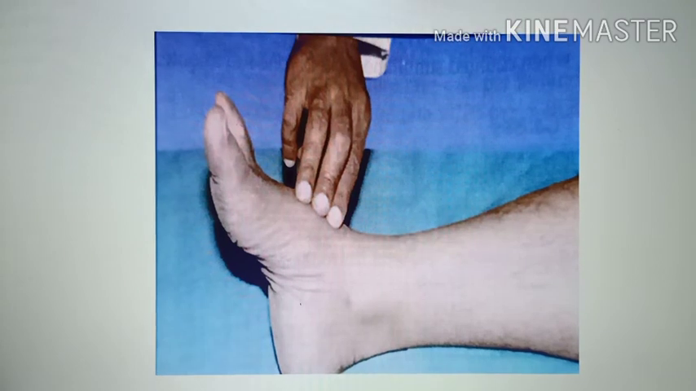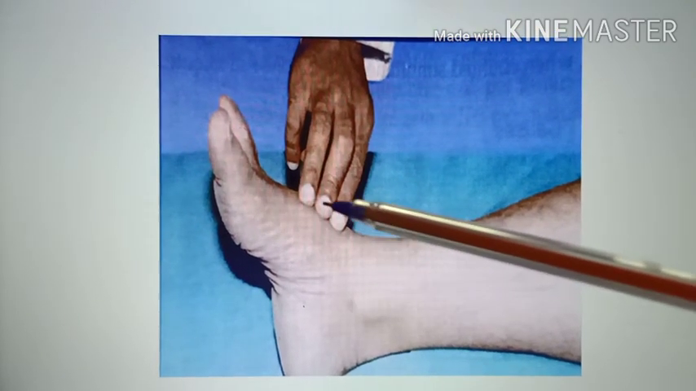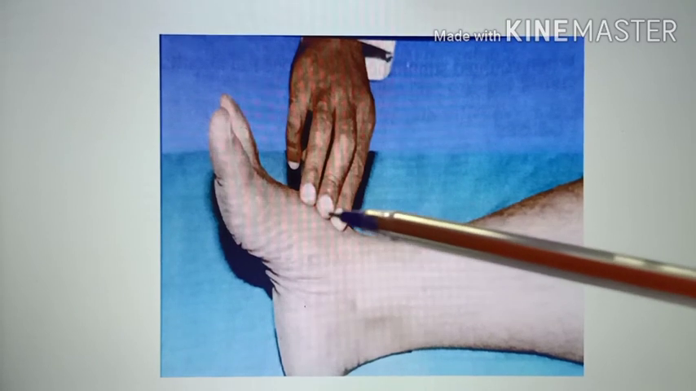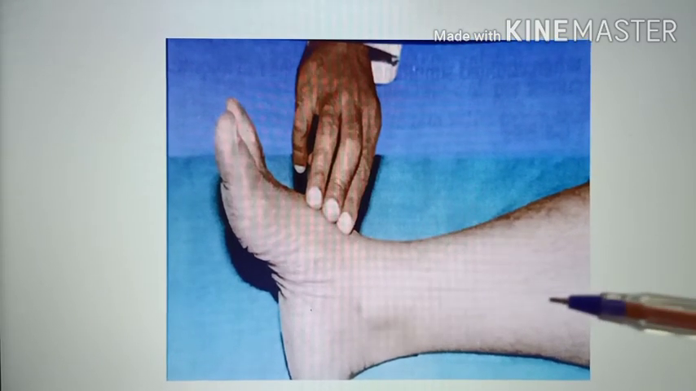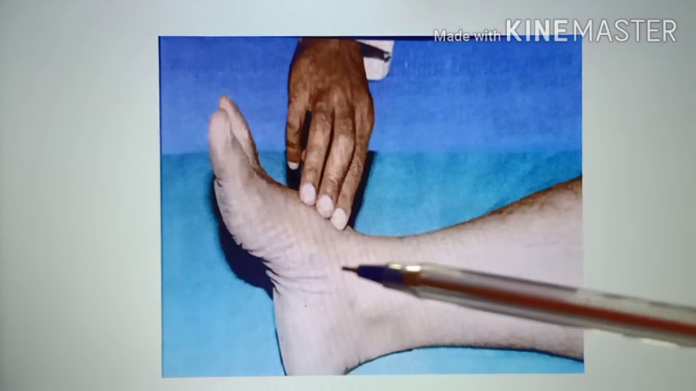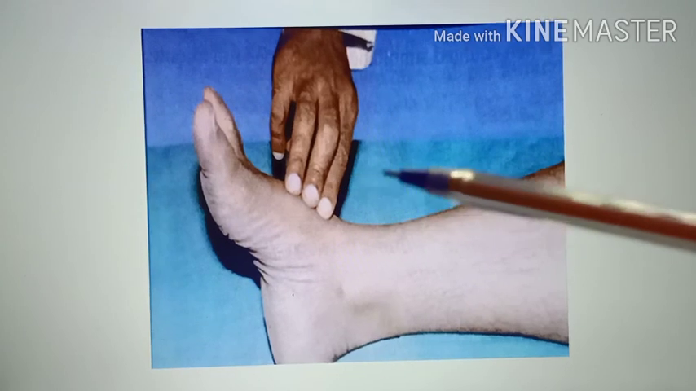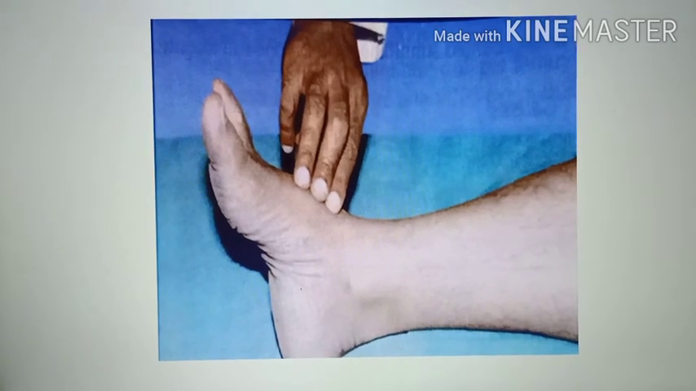This slide is also showing how the dorsalis pedis artery is palpated. It will be present in between the tendons of extensor hallucis longus, which is going to the big toe, and the extensor digitorum longus, which is going to the second toe. Also, you have to have an idea that in 14% of individuals, the dorsalis pedis artery is absent.